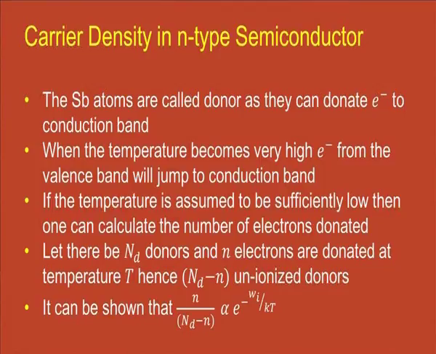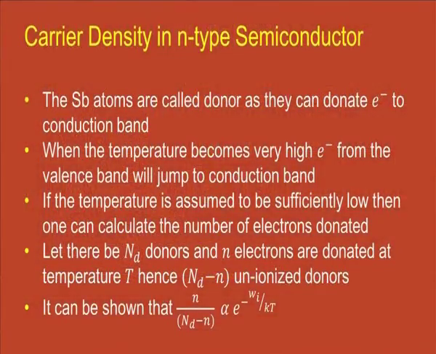So, the antimony atoms are now called donor atoms because they are very easily donating electrons to the semiconductor, and the electrons which are residing in the energy level close to the conduction band, that particular energy level is called donor energy level. Now, when the temperature becomes very high, electrons from the valence band will also jump to the conduction band. So, if the temperature is assumed to be sufficiently low, then one can calculate the number of electrons donated to the parent semiconductor.